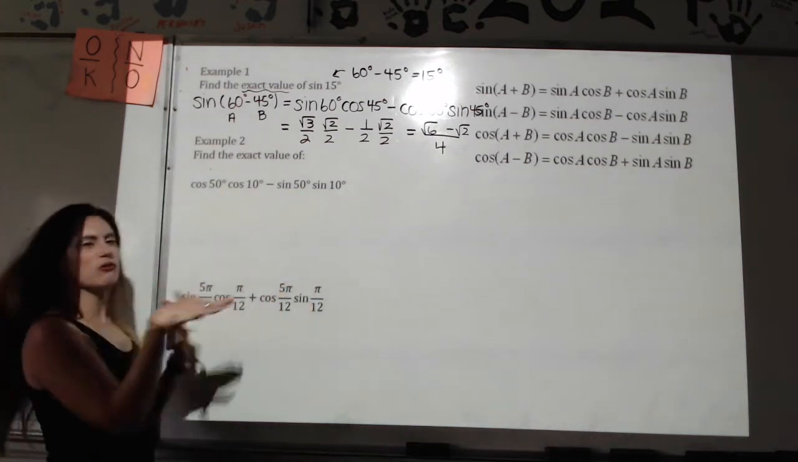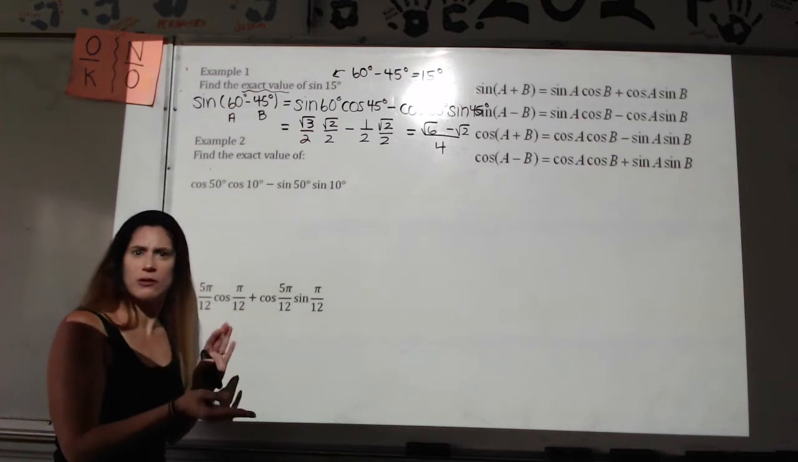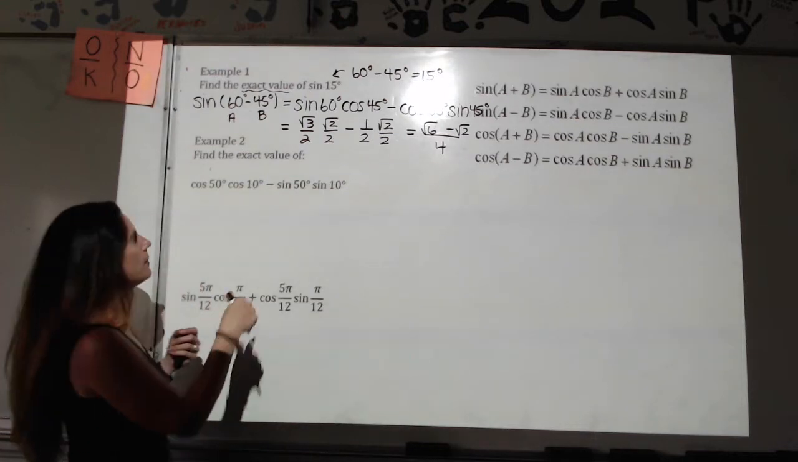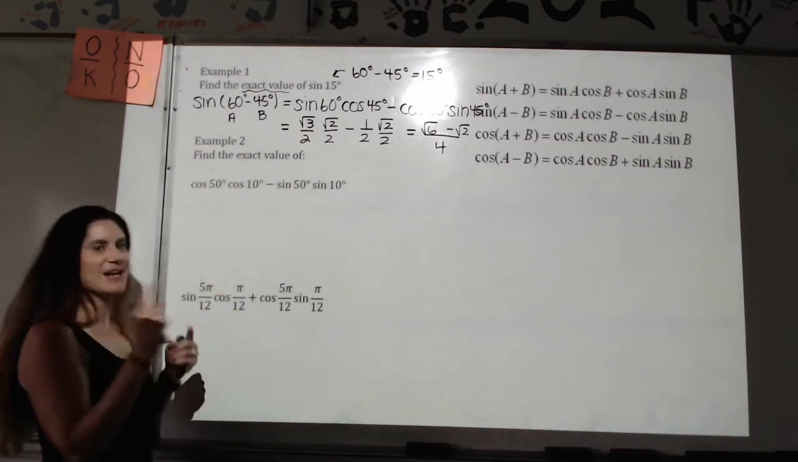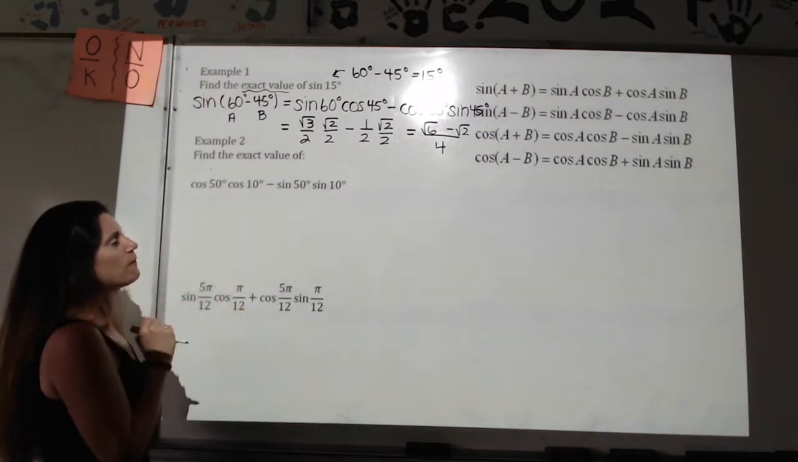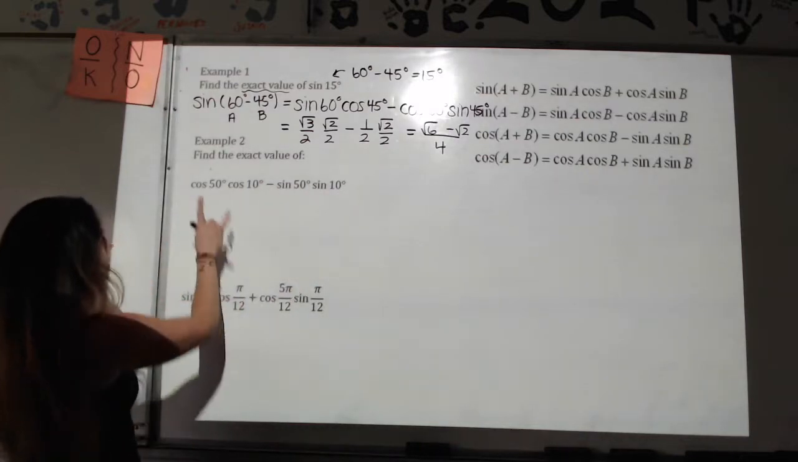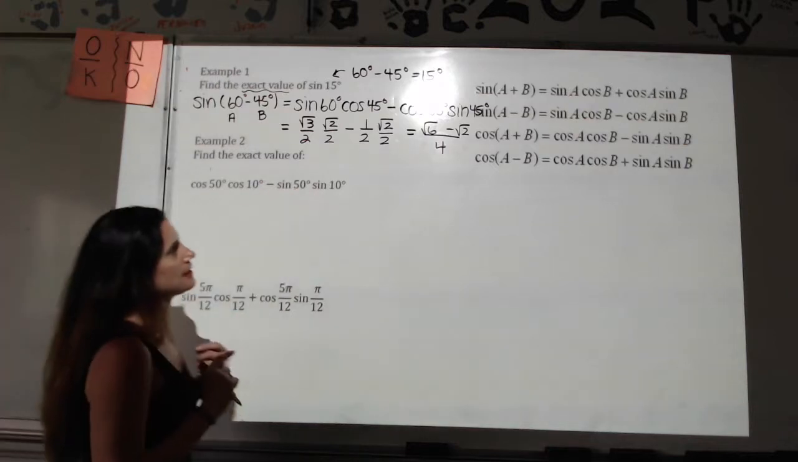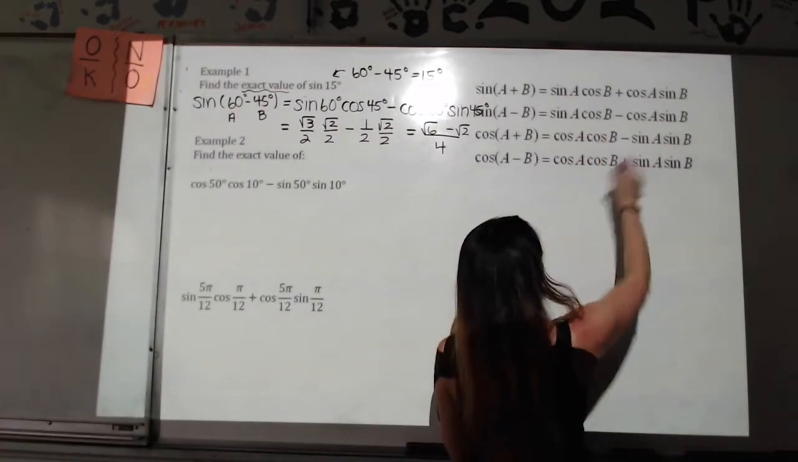Well, when I look at this, I don't know 50 and 10. They're not from my unit circle. They're not special values from it. But 50 and 10 are 60. So I'm going to go over there to my formulas and see if I can get this to match anything. 2 cosines first, 2 sines second. Let's see, 2 cosines first, 2 sines second.